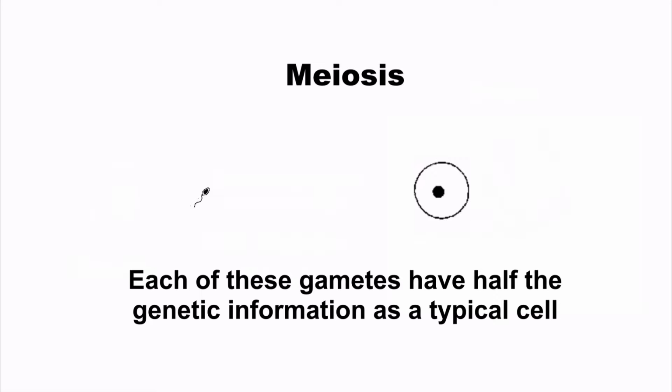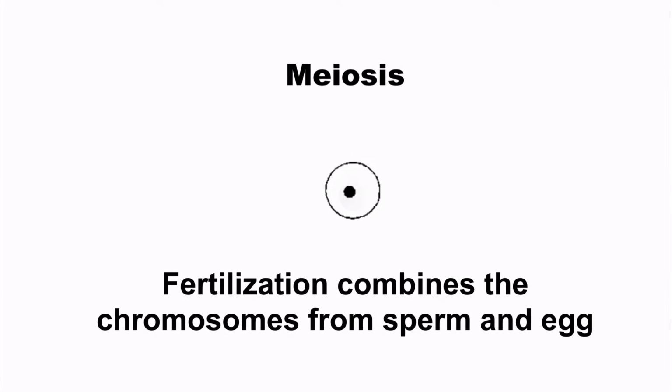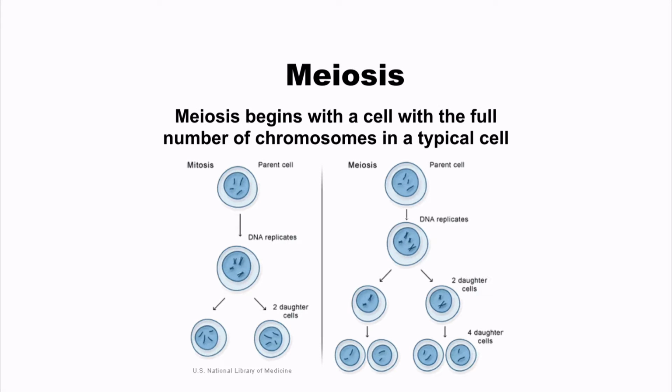gametes each have half the genetic information, and when they combine, they fuse. And that fusion combines the chromosomes that were in each nucleus. So the sperm and egg combine the chromosomes to make a full number of chromosomes in the zygote. Meiosis begins with a cell with a regular or full number of chromosomes and results in 4 daughter cells. The example shown here, we have a total of 4 chromosomes in the beginning, but each daughter cell has 2.